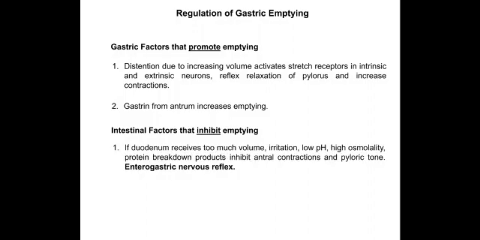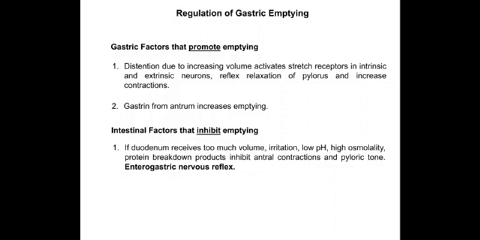Gastrin from the antrum increases emptying. Normally when you consume any food, it remains in the stomach for around 3.5 hours, and this is the normal stomach emptying time. How much is it? 3.5 hours. For liquids it is less. For a fatty meal it is more. What are the factors which inhibit? The factors which promote emptying are distension and gastrin.